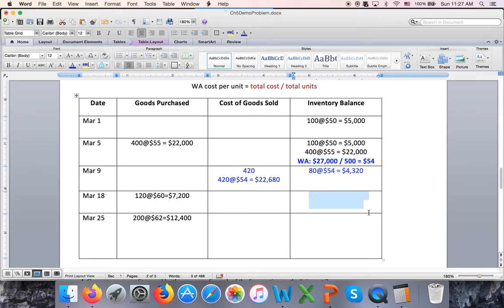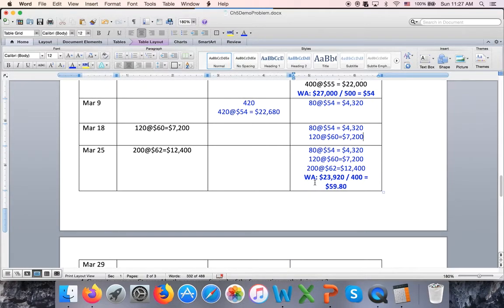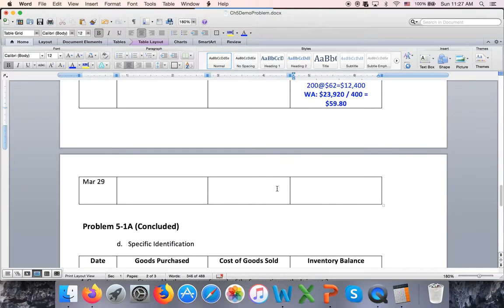I buy another layer, I buy another layer. I mean, by the rules, I have to recalculate the weighted average after each layer, but it doesn't really change anything. So I will calculate the weighted average just before the next sale. Again, total cost, I add these three amounts. It gives me 23,920. I have 400 items. This is my weighted average. Some items are $54, $60, $62. Now I assume all of them are $59.80.